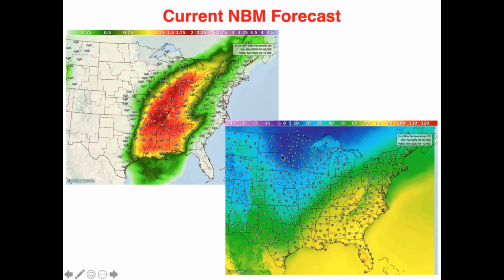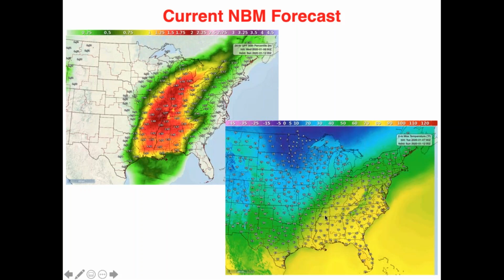And then also, if we look at the temperatures, it's going to be pretty chilly behind that system, a lot of single digits in the upper Midwest, but also pretty warm out ahead of it with a lot of 60s and even some 70s just to the west of the Appalachians here.